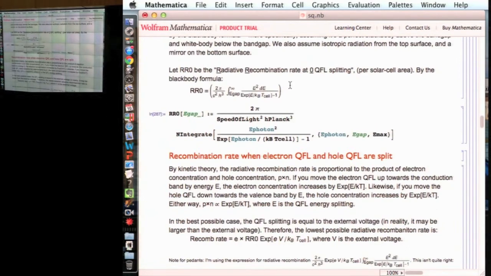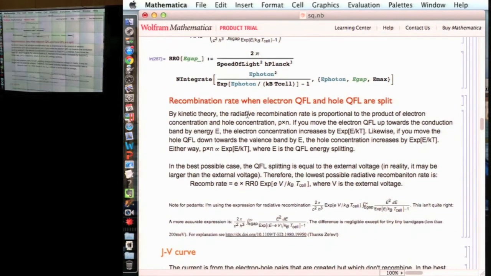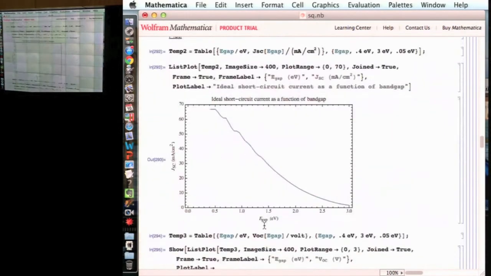I'm going to use this formula. I'm going to integrate this equation, which is my Planck's law, from energy equal to the band gap all the way till infinity. And this is the equation for that. And then when I'm at the applied voltage, I'm going to just multiply this equation by the exponential function of voltage. So you can do all that, and you get the short circuit current as a function of the band gap.